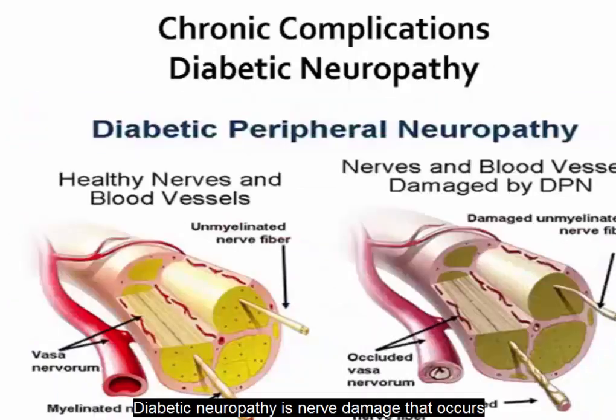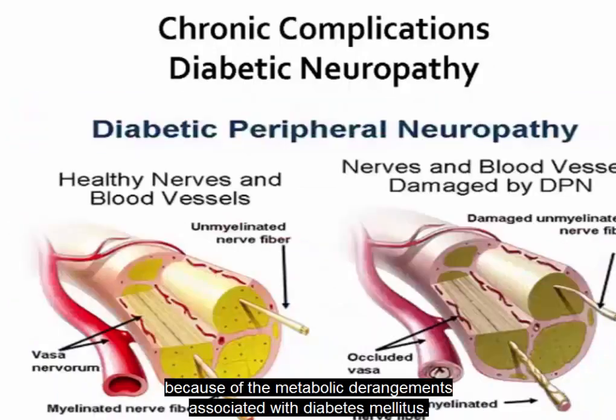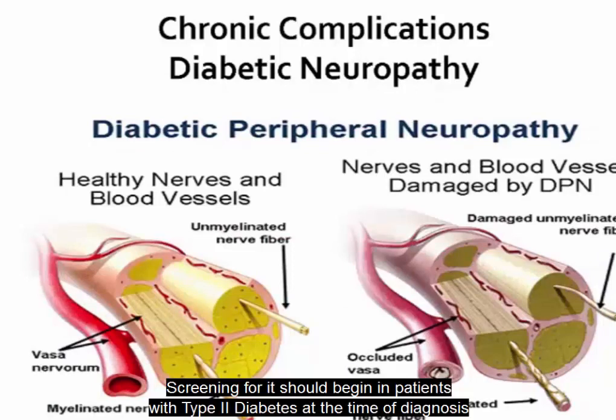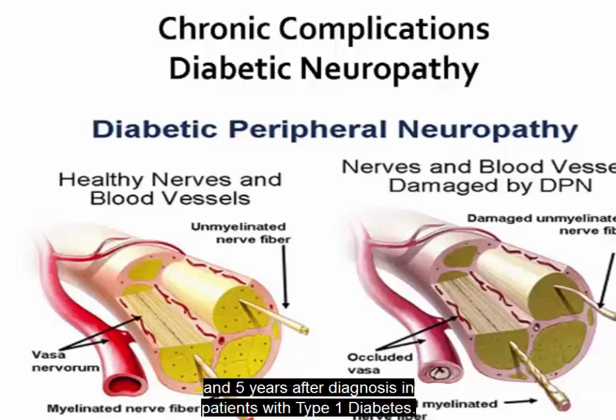Diabetic neuropathy is nerve damage that occurs because of the metabolic derangements associated with diabetes mellitus. Screening for it should begin in patients with type 2 diabetes at the time of diagnosis and 5 years after diagnosis in patients with type 1 diabetes.